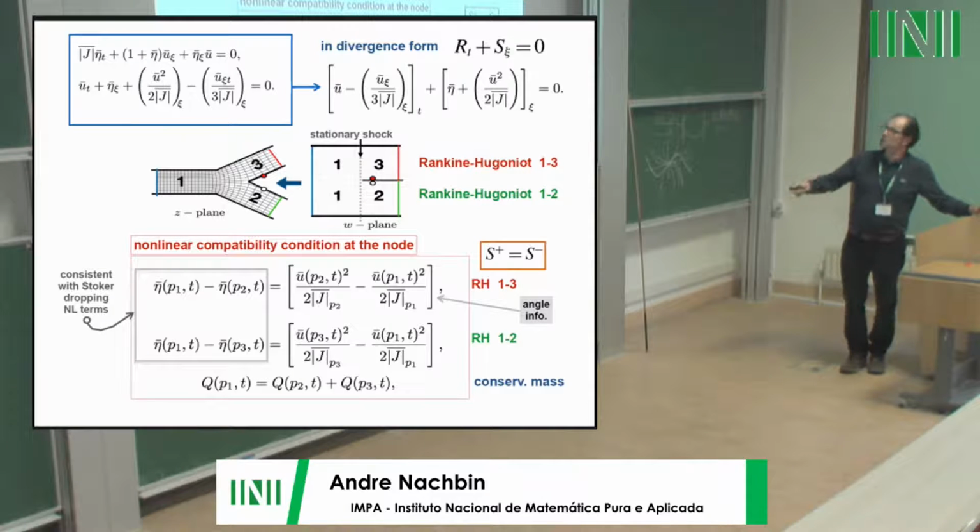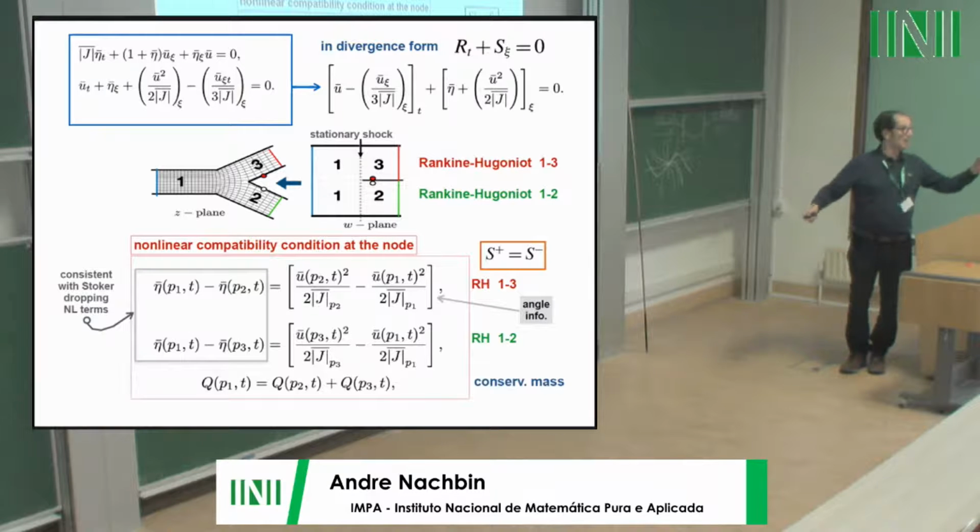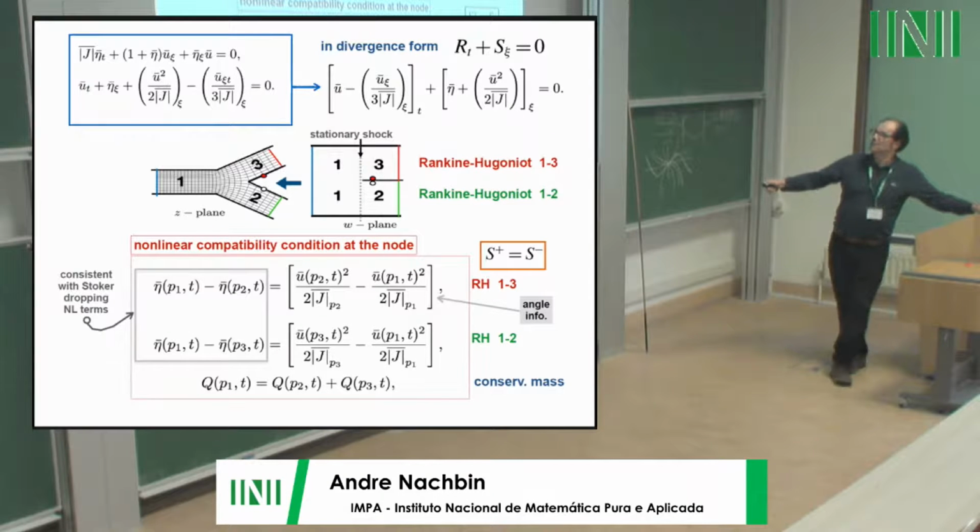And here is the new compatibility condition that comes from this. Basically, the Rankine-Hugoniot condition, imposing a stationary shock, you get this, and there's information on the angles through the Jacobian. There's also this nonlinear term that comes in from this sort of momentum equation. And if I disregard the nonlinear part, I get back the Stoker condition, because 1 is equal to 2, 1 is equal to 3, therefore the wave elevation is the same.